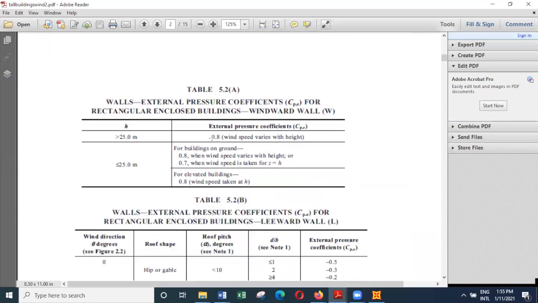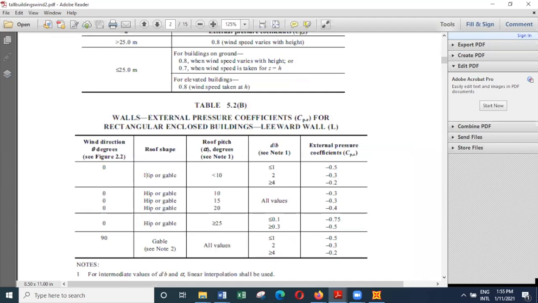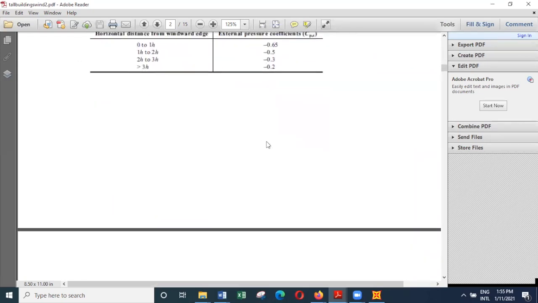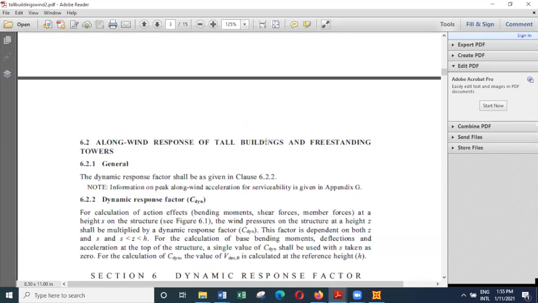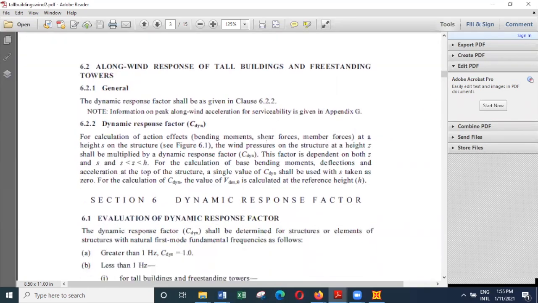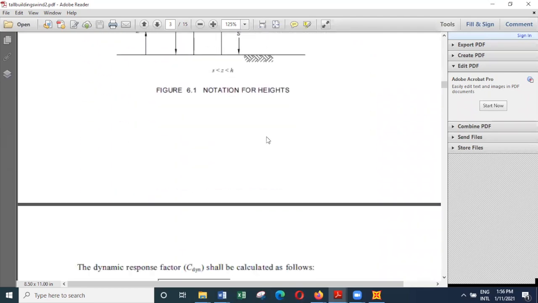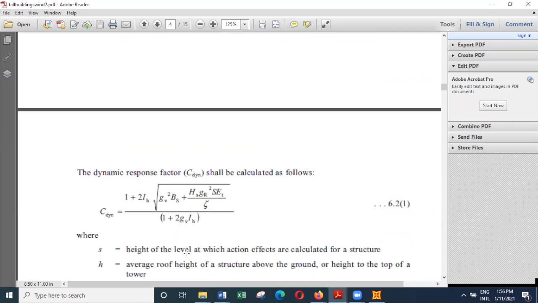Okay. So here you can see the external pressure coefficient of 0.8 on the windward side, and on the leeward side you get these values depending on the D/B ratios. And if you look at the along-wind response, the first thing is to calculate this C dynamic value, and C dynamic is given by a particular equation like this.